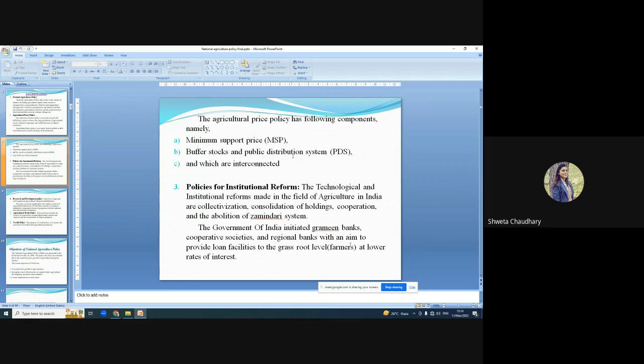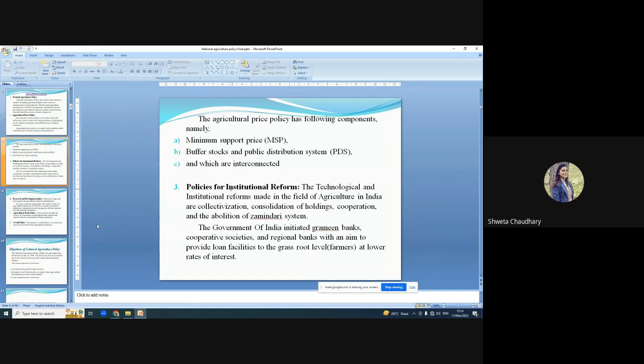Then buffer stock and public distribution system. If you have a glut of production, a very large production, where do you store it? Because if you overflow the market, its price will decrease. To maintain the price, you have to store it because the demand is less right now. So you develop the distribution system, that is buffer stock, or create warehouses for the storage of production, and then release it when it is required in the market. These are interrelated issues.